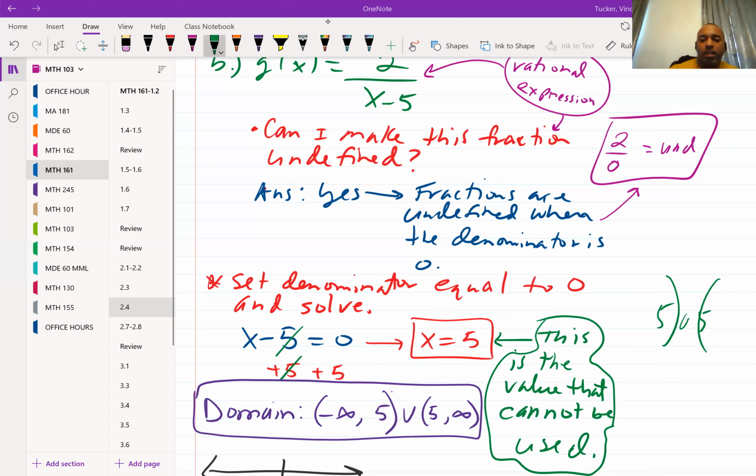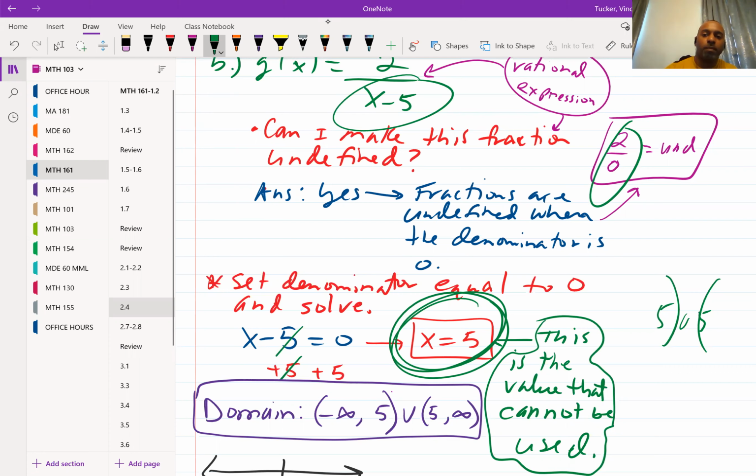Well, let me make sure we're on the same page before we go there. So are you okay with the fact that we got the 5 from here? Yep. Okay. So now remember, if we got 5 from there, that's the number that we cannot use. Because if I use 5, I get 0 in my denominator, because 5 minus 5 is 0. So you okay with that part?